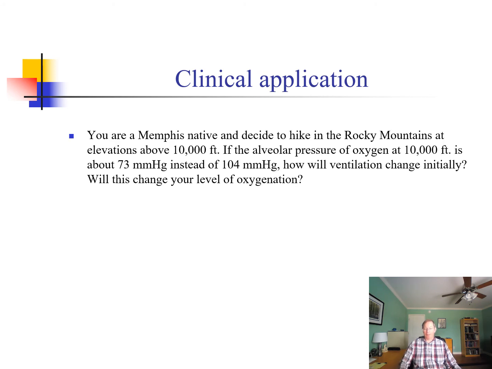How about this one? You live in Memphis, and that's at sea level. You decide to hike in the Rocky Mountains to elevations above 10,000 feet. If the alveolar pressure of oxygen at 10,000 feet is about 73 millimeters of mercury instead of about 104 at sea level, how will your ventilation change initially, and how will this change your level of oxygenation?